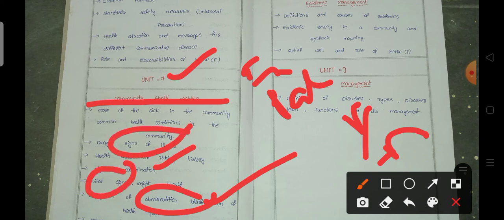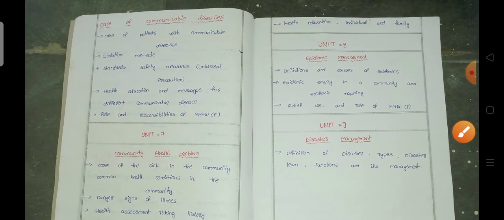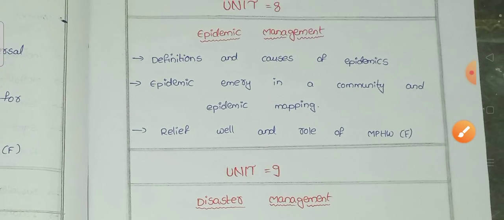Next, coming to the eighth unit, epidemic management. What is epidemic? Sudden outbreaks of diseases which come in a certain area. Okay, it is known as epidemic. Definition, causes of the epidemic and role of a nurse in providing care in epidemic management. Okay, it's clear.